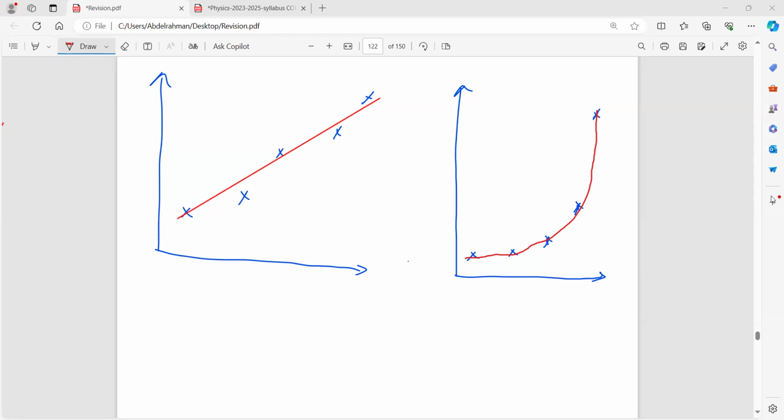Okay, that's a really good question. Should you extend the line or not? If you want, you could extend the line. For example, this line, you could extend it all the way to the y-axis if you'd like.